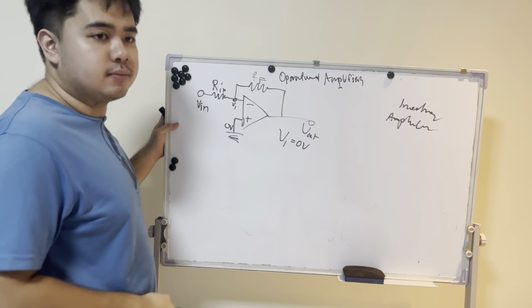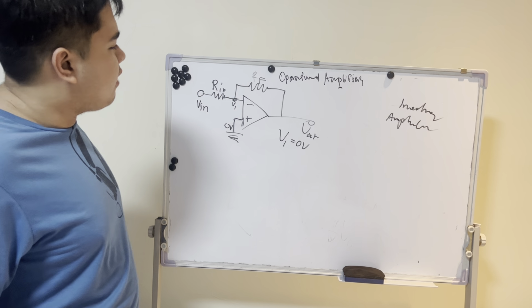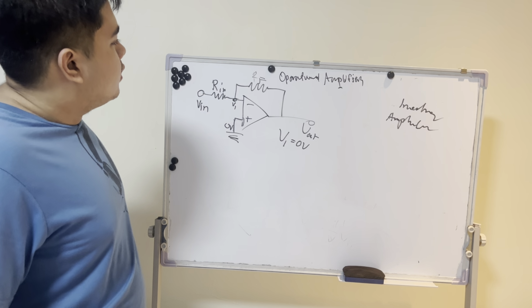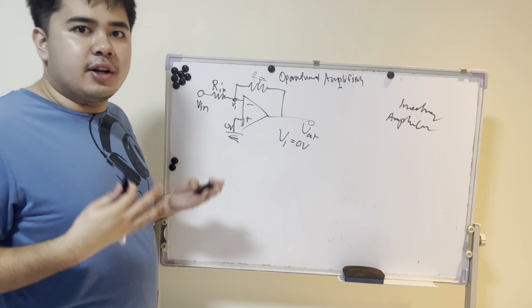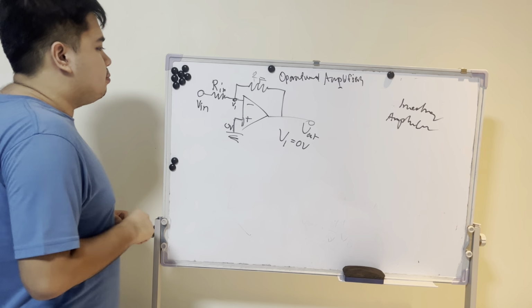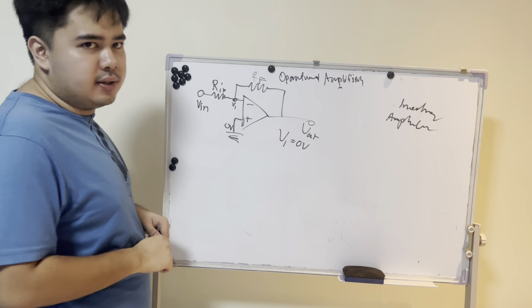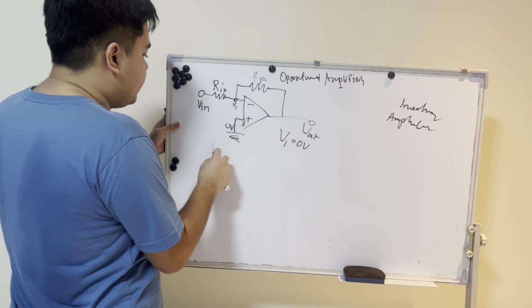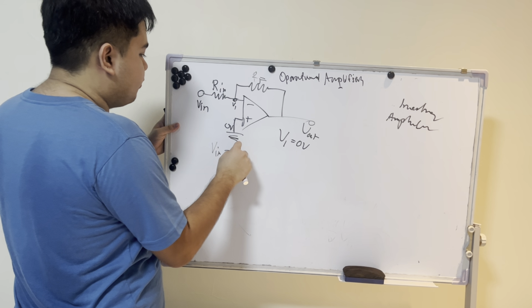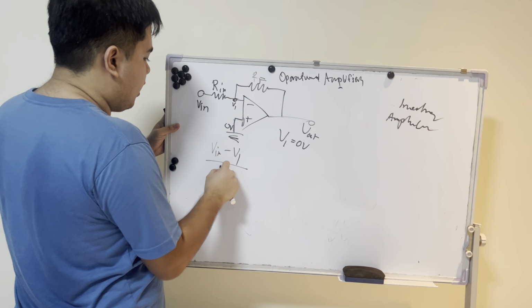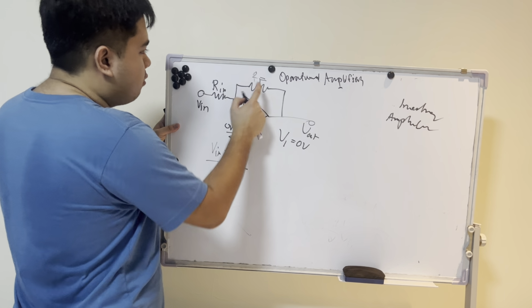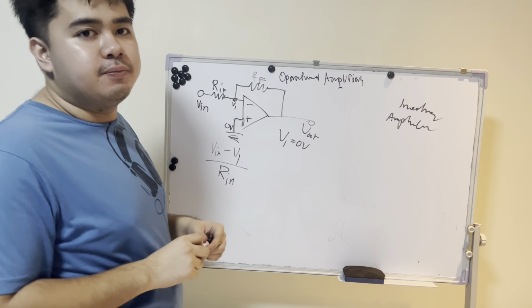There we go. So how can we use that to our advantage? We'll use resistance. What would the current going through Rin be? Well, that would be Vin minus V1 over Rin. What would the current going through RF be?